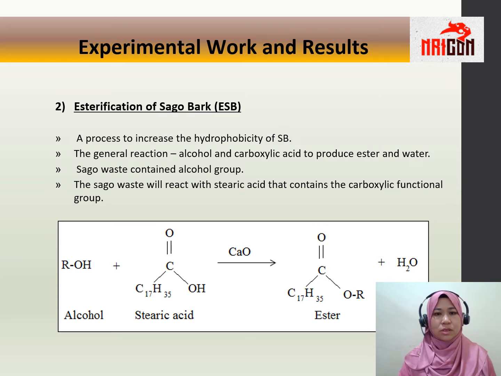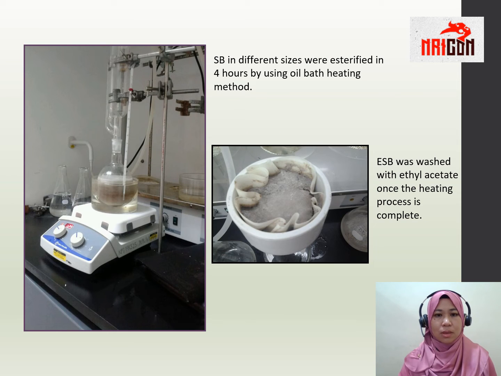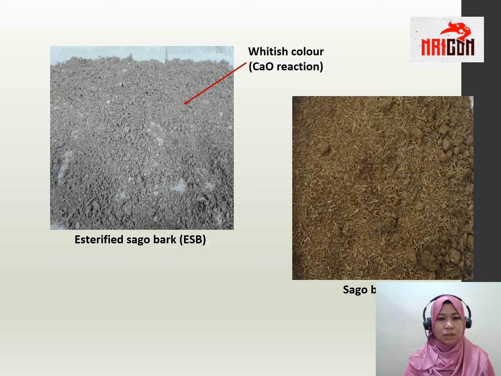The figure shows the esterification of sago bark, ESB, where sago bark contains alcohol group and alcohol and carboxylic acid, stearic acid, react to produce ester and water, H2O. Esterification process is done by using oil bath heating method. As you can see in the figure, sago bark in different sizes was esterified for 4 hours. ESB was washed with ethyl acetate once the heating process is complete. This is what esterified sago bark, ESB, looks like, and this is sago bark.